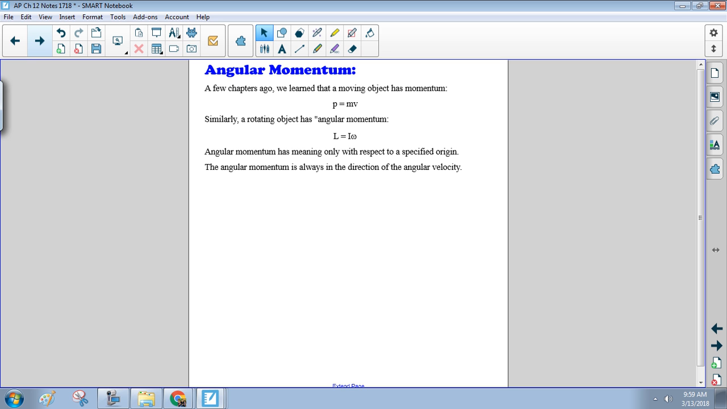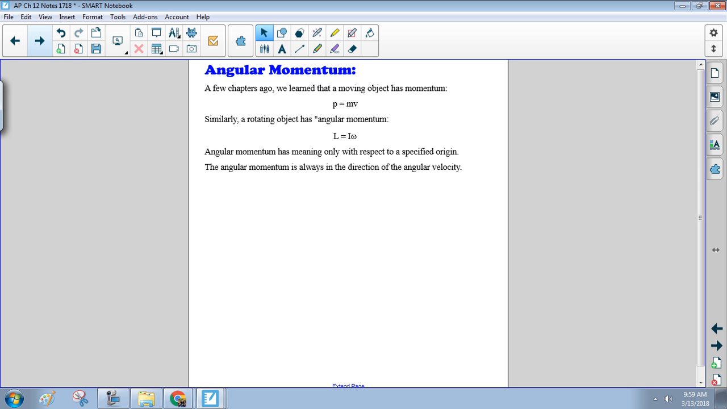A couple chapters ago, we learned that an object that is moving linearly has momentum. Yes, this little apple has momentum. To calculate the momentum, remember, it's just the product of mass times velocity. And remember, mass is a measure of inertia. So we could say it's inertia times linear velocity, right?